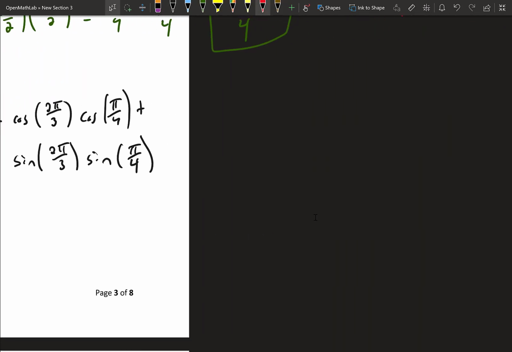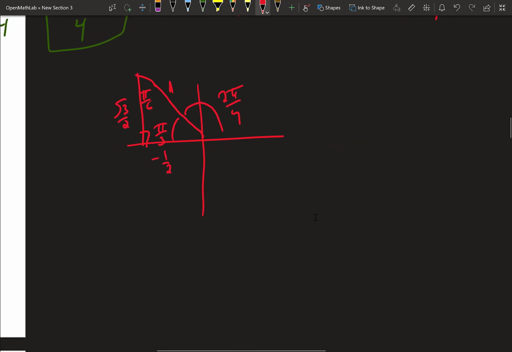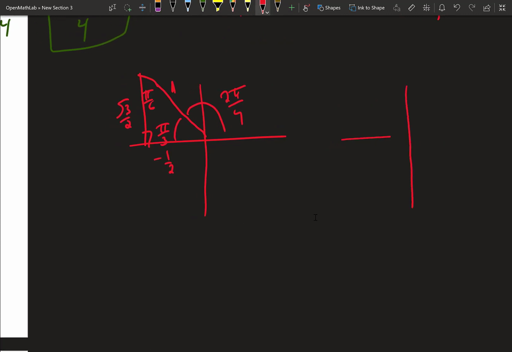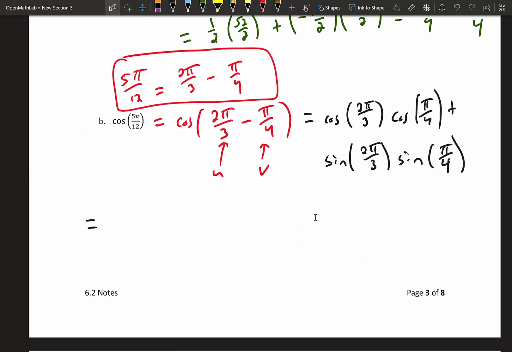So then, as I said before, you can come over here if you need to, and 2 pi over 3 looks like this. So this angle would be pi over 3, and this would be pi over 6. So for pi over 3, this would be radical 3 over 2. This would be negative 1/2. This is 1. So you can get those values. And then the other angle we have is pi over 4. This would be radical 2 over 2, radical 2 over 2, and 1. So you can use those to find the appropriate sine and cosine values.